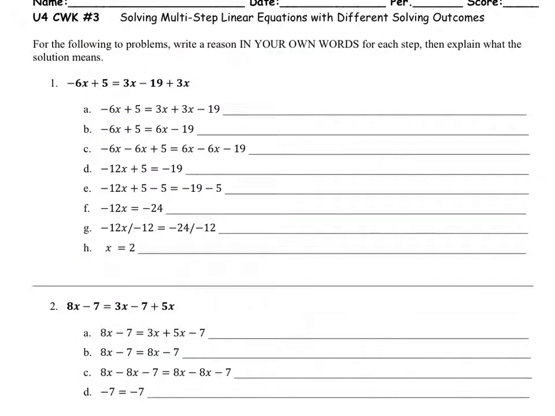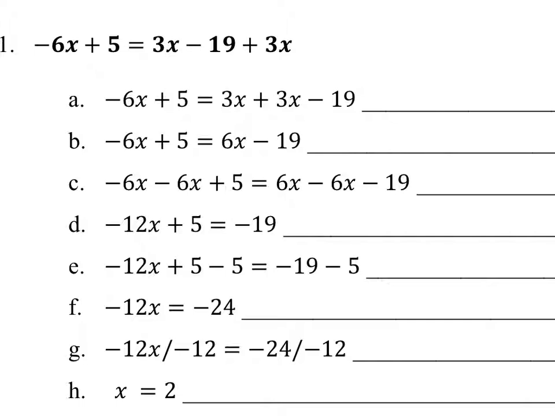Alright, for the following problems, write a reason in your own words for each step and explain what the solution means. Let's take a look at these. So in this problem, we can see the first thing they did is they used the commutative property to move this 3x over here. And then they combined those two to get that 6x. And then of course what we would have done, and it's kind of what they did as well, is they subtracted 6x from both sides.